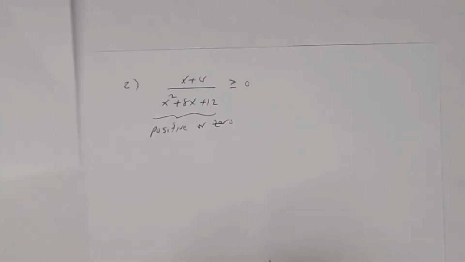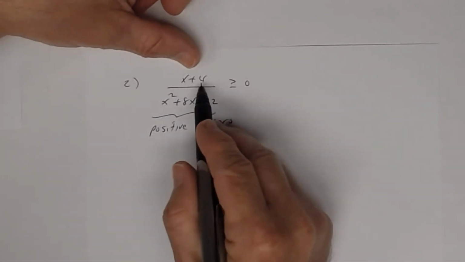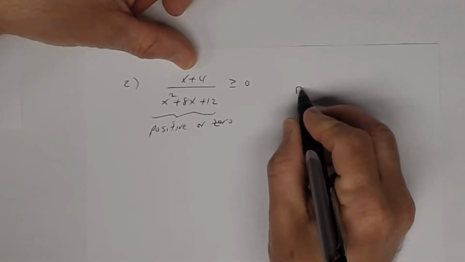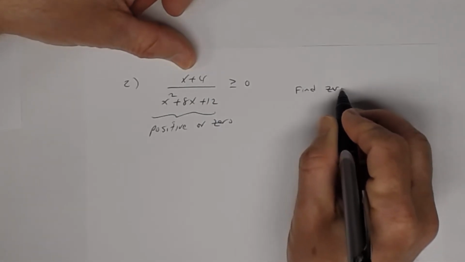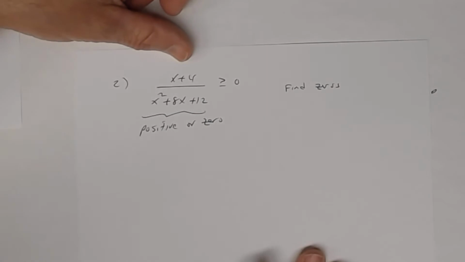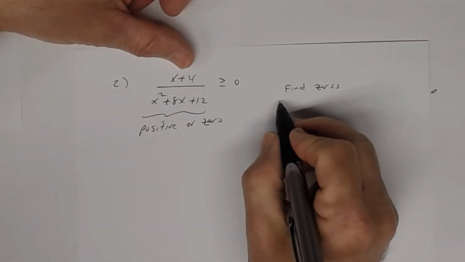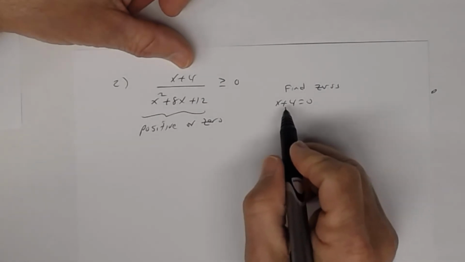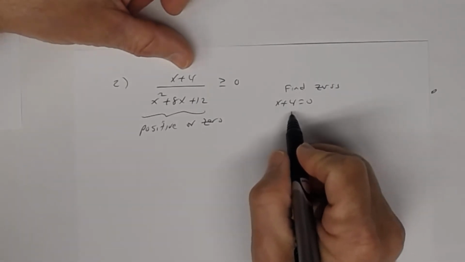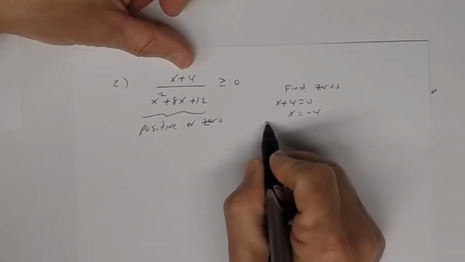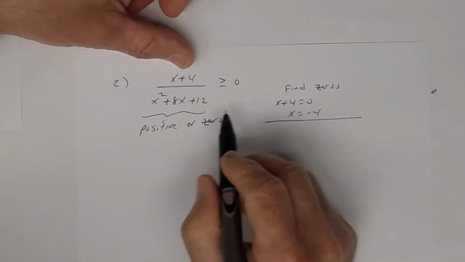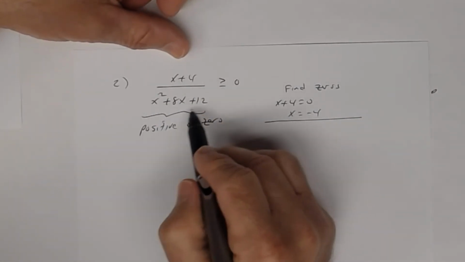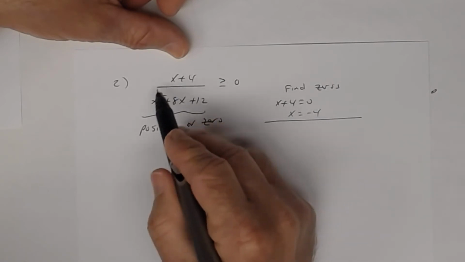Steps 2 and 3. So let's set the numerator equal to 0. That's how we're going to find our zeros. To find the zeros, based on our previous discussions, you just basically set the numerator equal to 0. This is easy. That's linear. So x plus 4 is 0 when x is negative 4. So that's my 0.